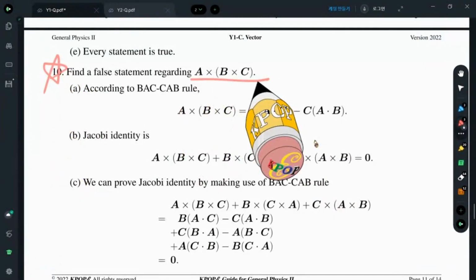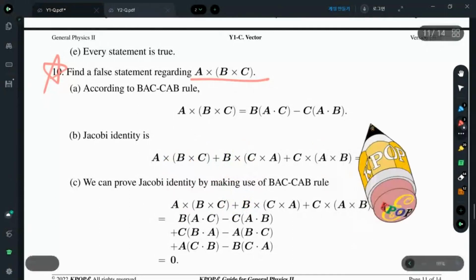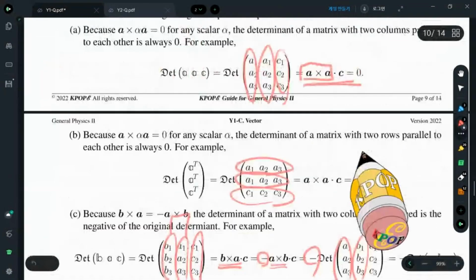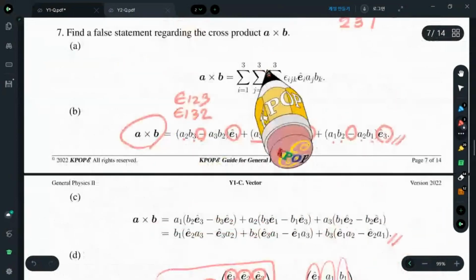The triple vector product appears frequently in physics, and this one can be obtained by making use of the application of this Levi-Civita tensor.